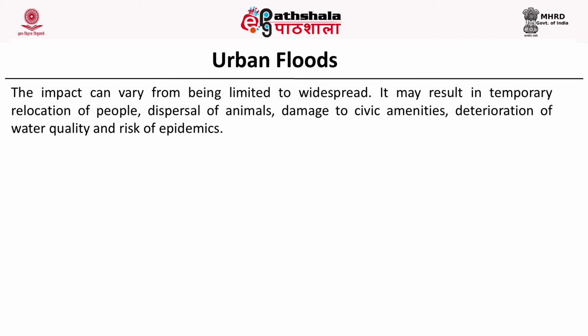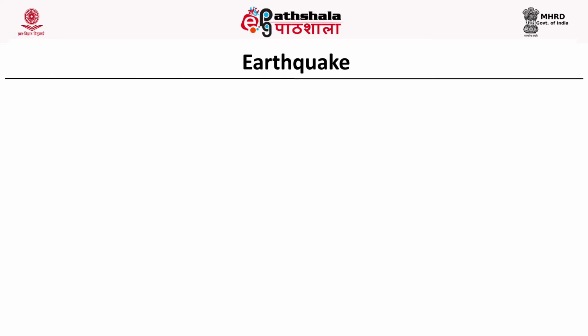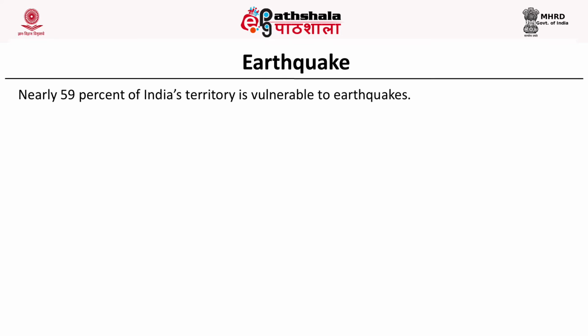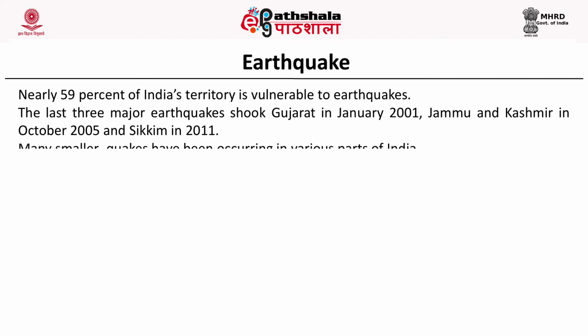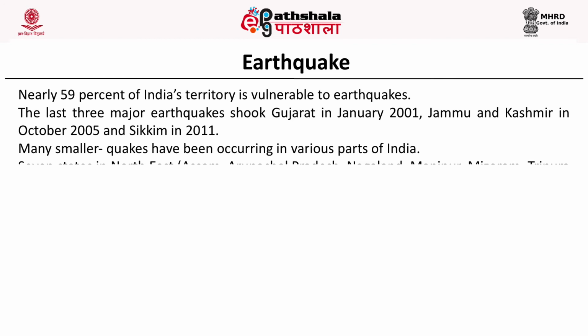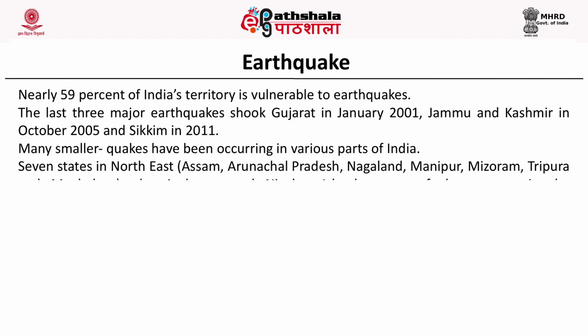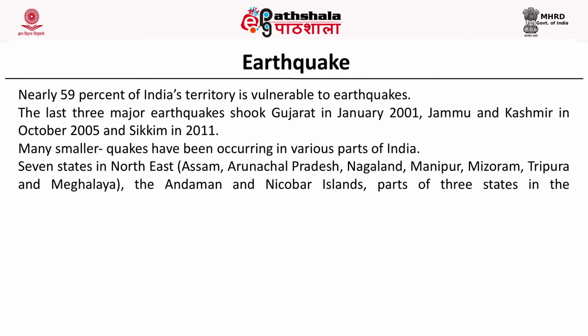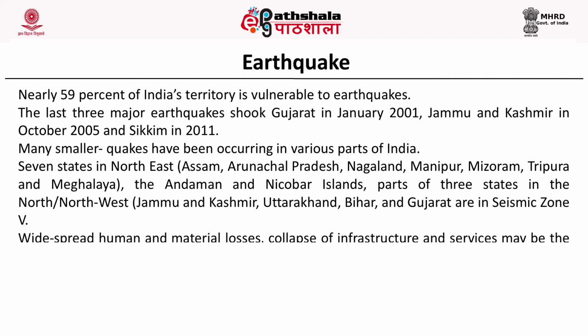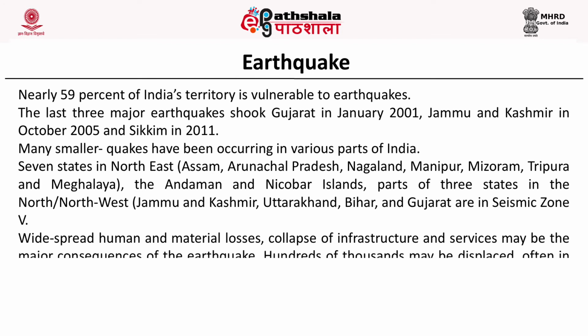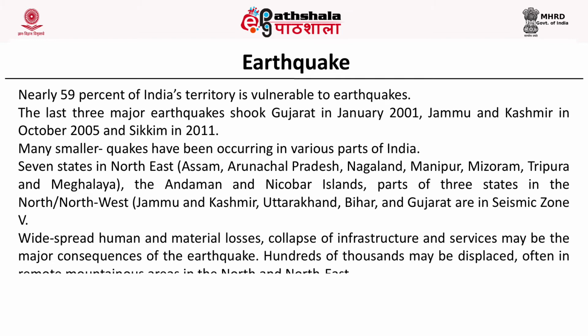Another natural disaster is earthquake, and if we look at Indian territory, nearly 59% of its area is vulnerable to earthquakes. The last three major earthquakes shook Gujarat in January 2001, Jammu and Kashmir in October 2005 and Sikkim in 2011. Many smaller earthquakes have been occurring in various parts of India. The seven states in the northeast, that is Assam, Arunachal, Nagaland, Manipur, Mizoram, Tripura and Meghalaya, the Andaman and Nicobar Islands, and parts of three states in the north or northwest, that is Jammu and Kashmir, Uttarakhand, Bihar and Gujarat are in seismic zone 5.